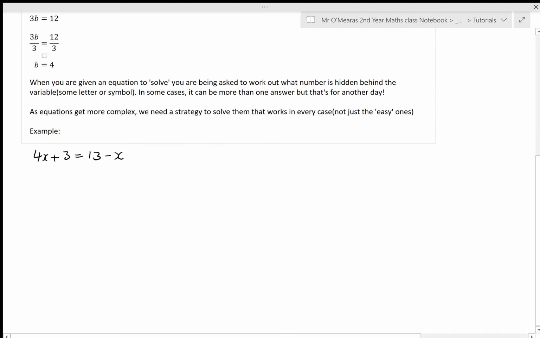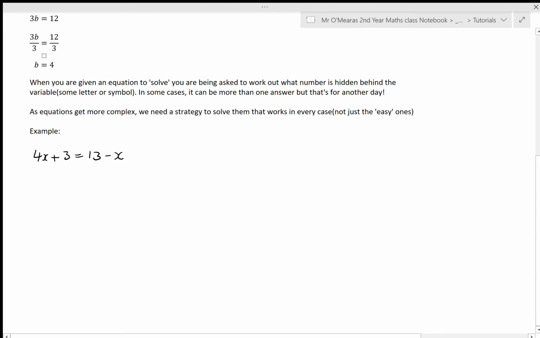So we have 4x plus 3 equals 13 minus x. You can absolutely start saying, okay, if I put 1 in there, would that fit? If I put 2 in there, would that fit, and so on. But rather than having to use trial and error, we want a strategy that will work in easy, complicated, medium, hard situations, whatever we want to call it.